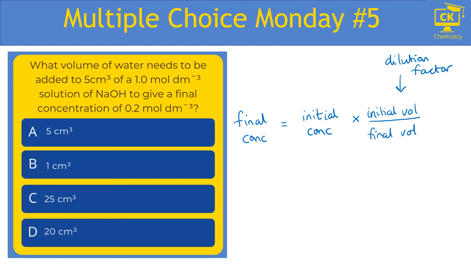So I could put those numbers in. Final concentration equals 0.2. Initial concentration is 1. Initial volume is 5. That's my x. And so that's where we get our final volume from. You've just got to remember to account for the fact that we're adding to that to make that final volume. We're not adding to a solid, and so therefore we need to take that initial 5 centimeters cubed into account.